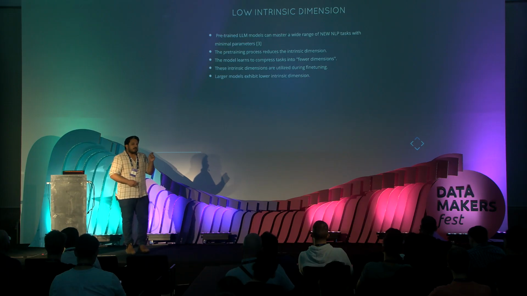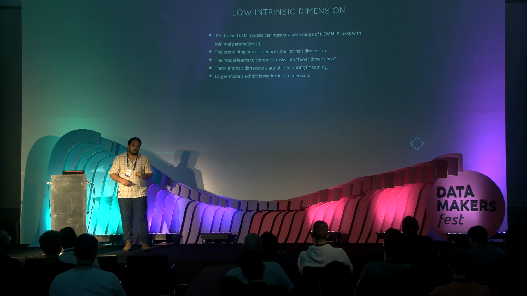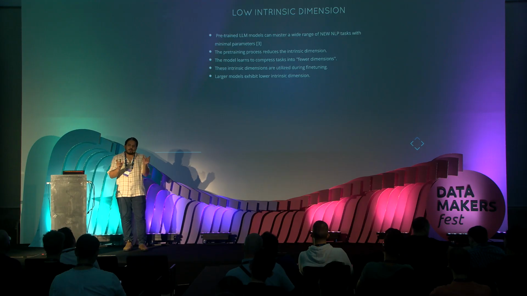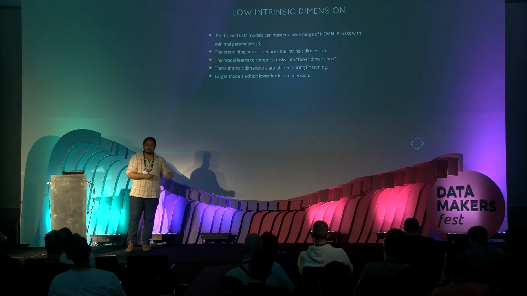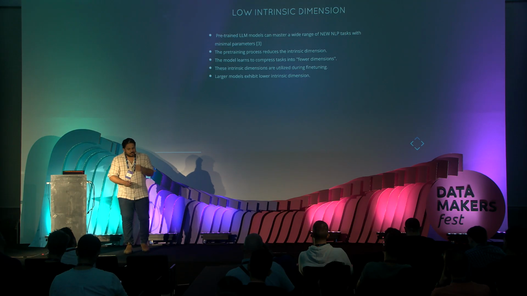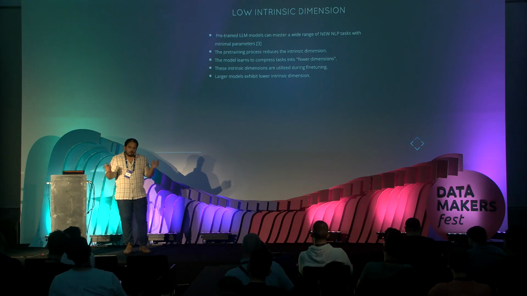Okay? And the larger the model, the lower the intrinsic dimension it has. So what that means is a GPT-2 with, let's say, 3 billion parameters has a lower intrinsic dimension. So it is able to compress more information. It is able to learn higher-level concepts for simplification.